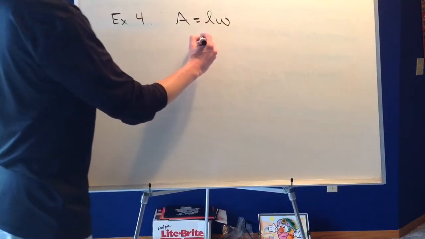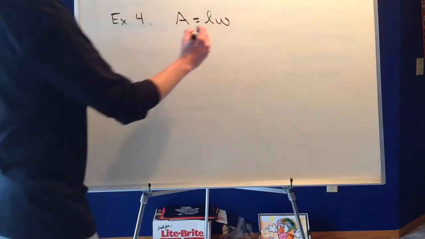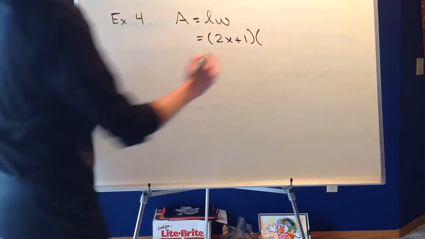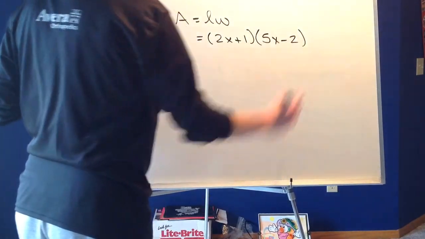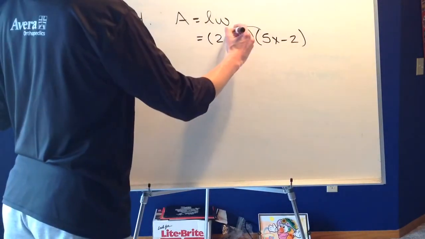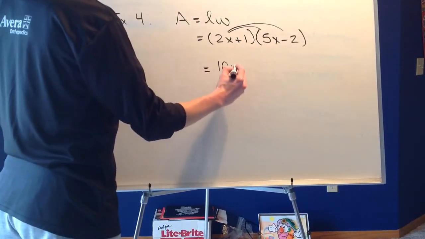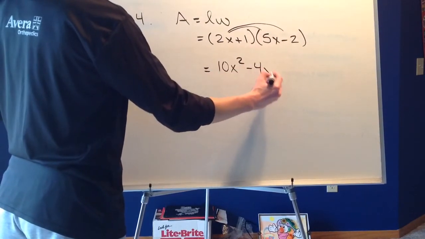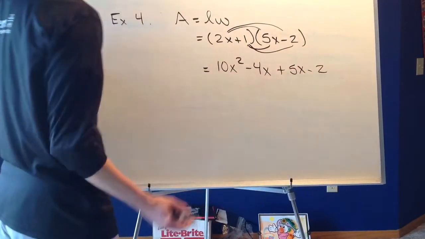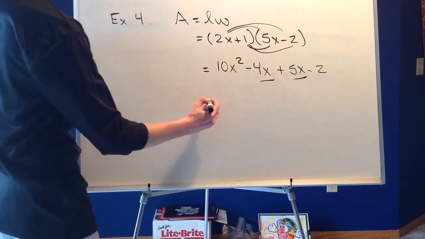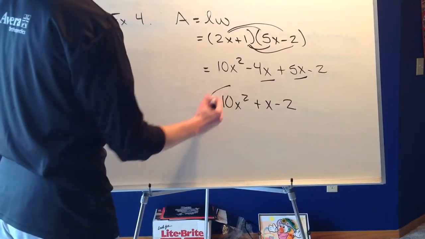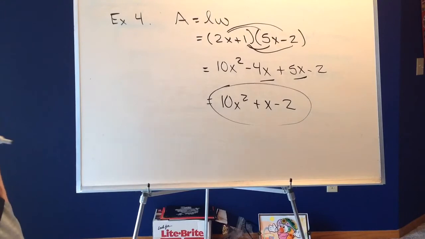Okay, so we want to plug in our pieces. It tells us that our length is 2x plus 1. And it tells me that my width is 5x minus 2. Your choice, whichever method you would like, but go ahead and multiply those out. I'm going to do distributive method. So I'm going to get 10x squared minus 4x. I'm going to get 5x minus 2. The 2 in the middle are like terms, so I will combine those together and end up with our area and our final answer.